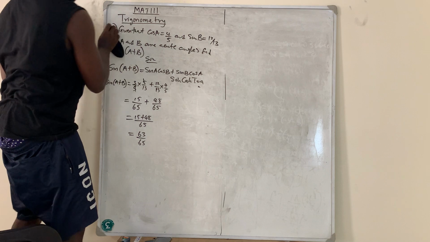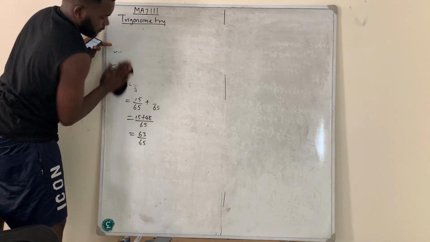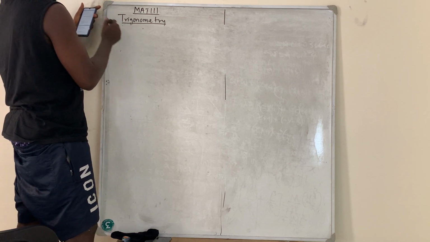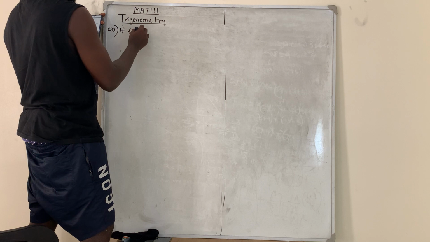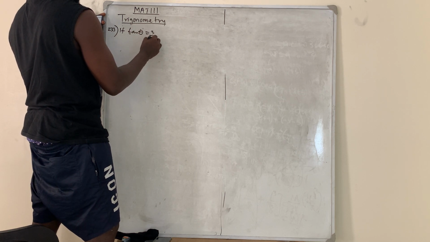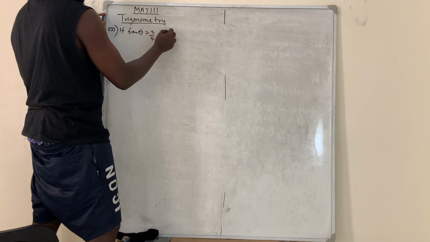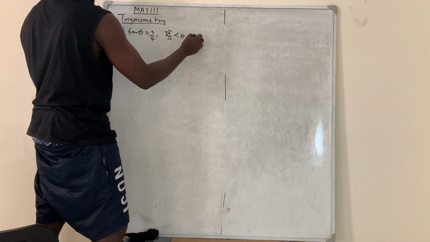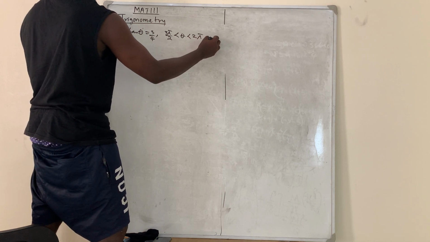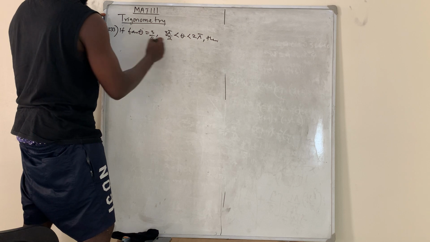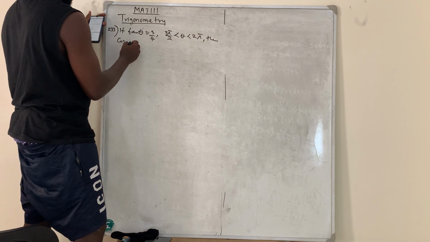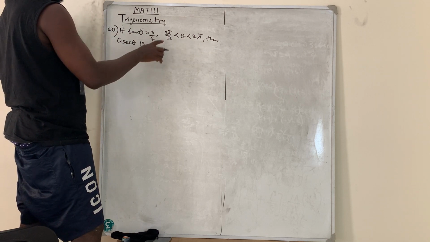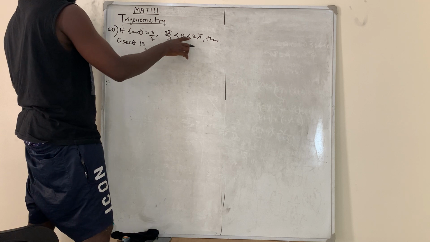Question number 233 said that if tan theta is equal to 3 over 4 and theta lies between 3 pi over 2 and 2 pi, then find cosec theta. Now this is very, very important. They say that theta lies between 3 pi over 2 and 2 pi.